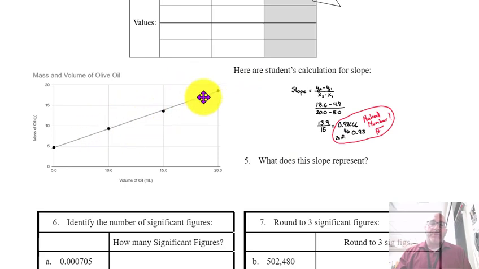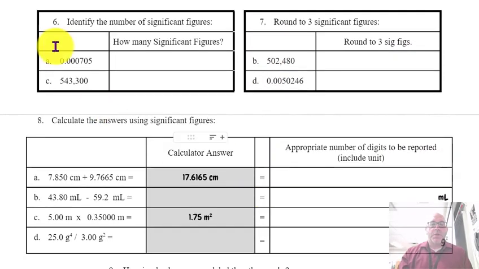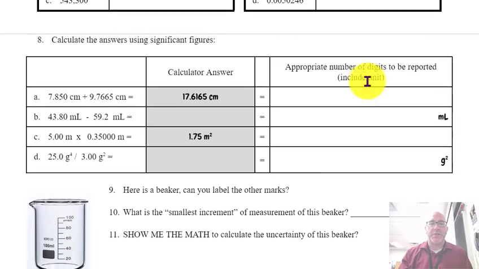The student graphed the information and then went and calculated slope to be 0.93. The question is, what does this slope actually represent? Question 6 asks you to identify how many significant figures are in this number and this number. Question 7 is, if you had to round this number to 3 significant figures, what would you respond? And if you had to round this number to 3 significant figures, what would you respond?